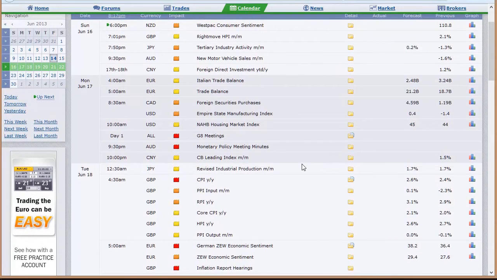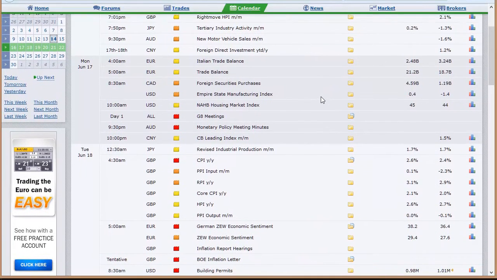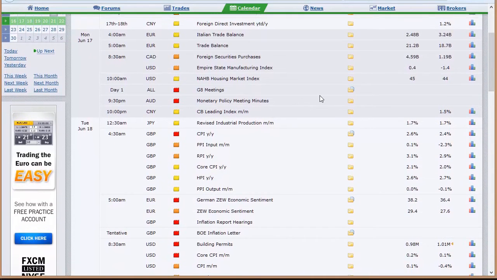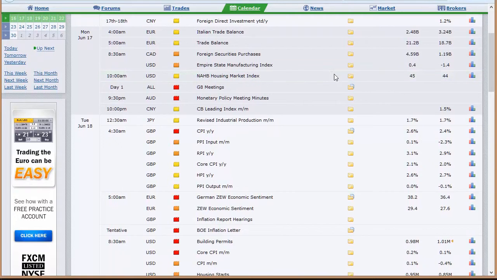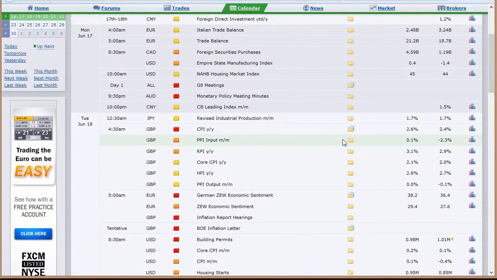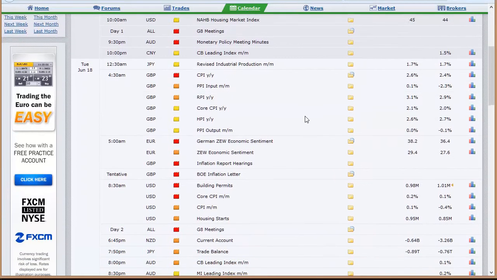Starting with Sunday, Westpac consumer sentiment, Rightmove HPI, new motor vehicle sales out of Australia, China's direct foreign investment, Europe's trade balances out of broad Europe and Italy and whatnot. We've got the Empire State Manufacturing Index out of the U.S. and housing market data Monday morning. The G8 meetings going on this week. Monetary policy meeting minutes from the Reserve Bank of Australia's last move. CB leading index out of China.